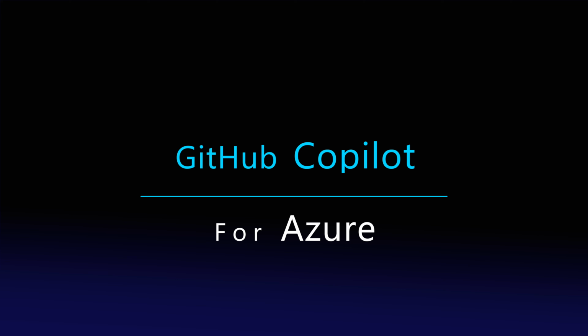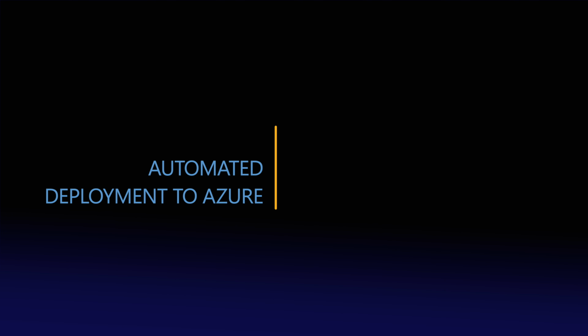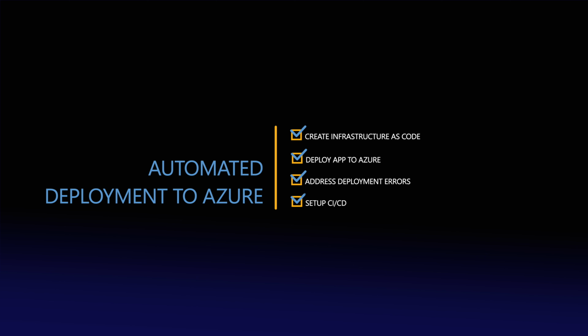When you're ready, GitHub Copilot for Azure helps facilitate automated deployment to Azure, completing the app modernization process. When the Copilot agent is requested to deploy your application, it creates the required infrastructure as code files, deploys the application, addresses any deployment errors encountered, and sets up CI/CD pipelines.